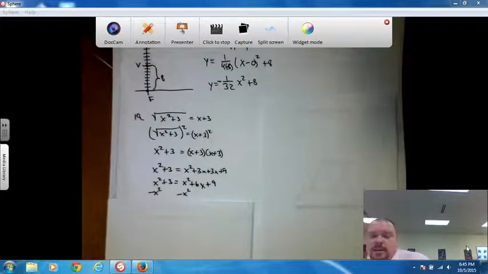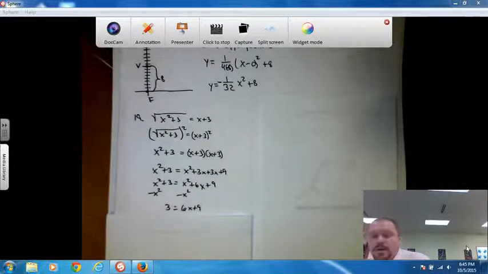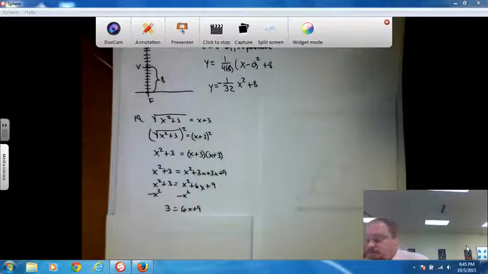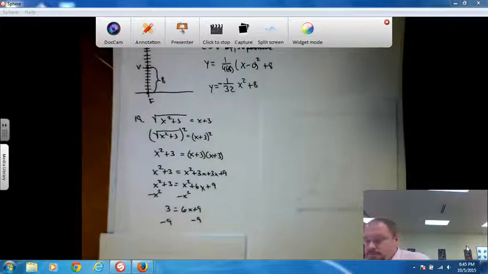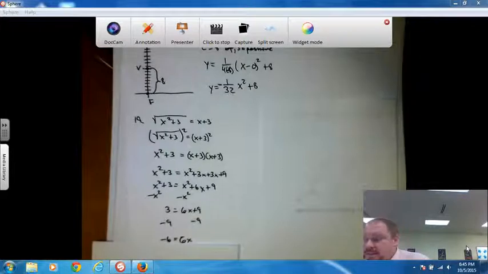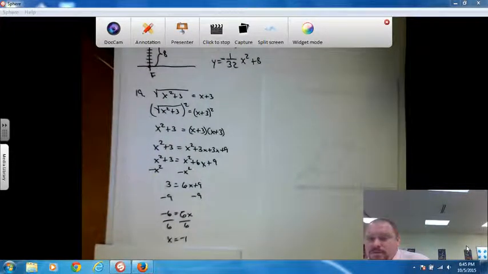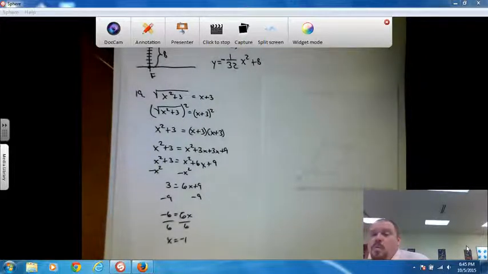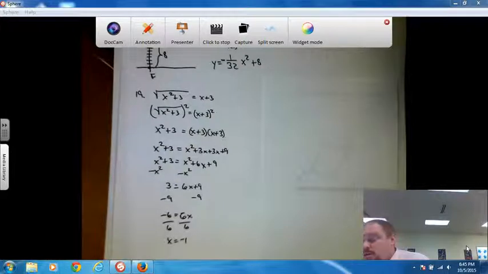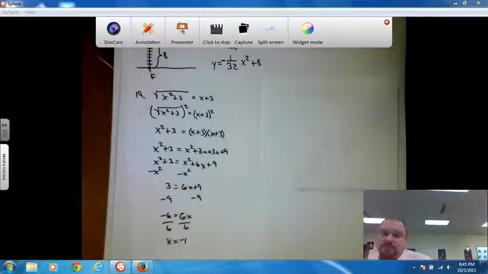So, subtract x squared from both sides, and voila. This problem is very, very manageable. We get 3 equals 6x plus 9. So, add 9 to both sides. Divide both sides by 6, and we find out that x is negative 1. When you plug that in, you find that negative 1 works, so negative 1 is a solution.